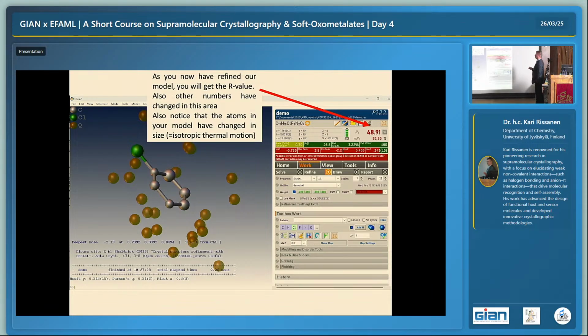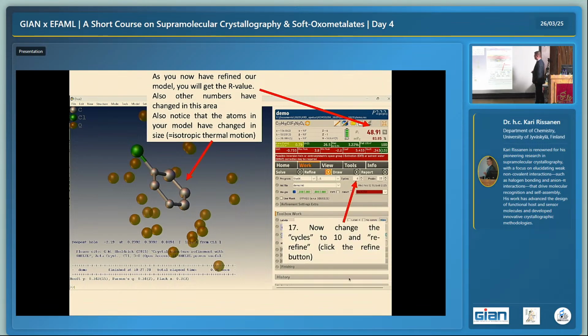And notice the atoms of the model have changed now. This we call isotropic thermal motion. The idea is that it's like a ball, as an estimation the first time. It will be more accurate later. Okay, let's go forward. And that's the idea of what we have in there.